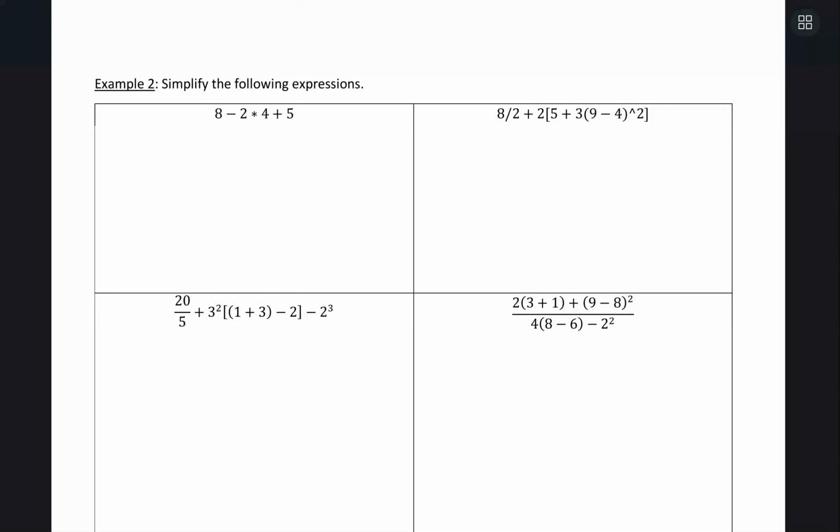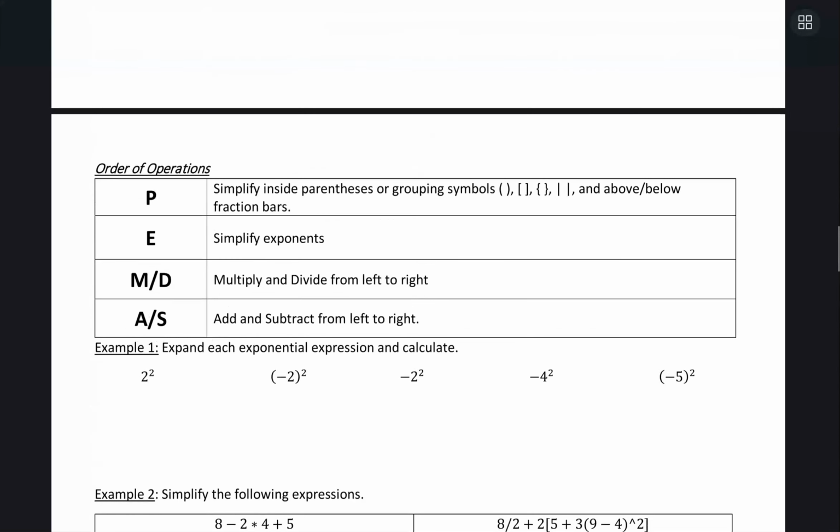So what we need to do is know, what do we start with? Because it isn't as simple as just reading left to right. Sometimes it is, but most of the time we need to pay attention to the parentheses and the exponents at work first. Then we can take care of multiplication, division. Then we can take care of addition, subtraction.